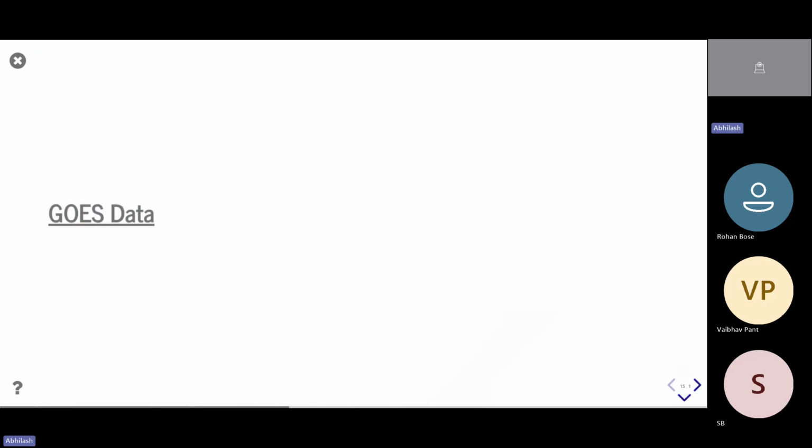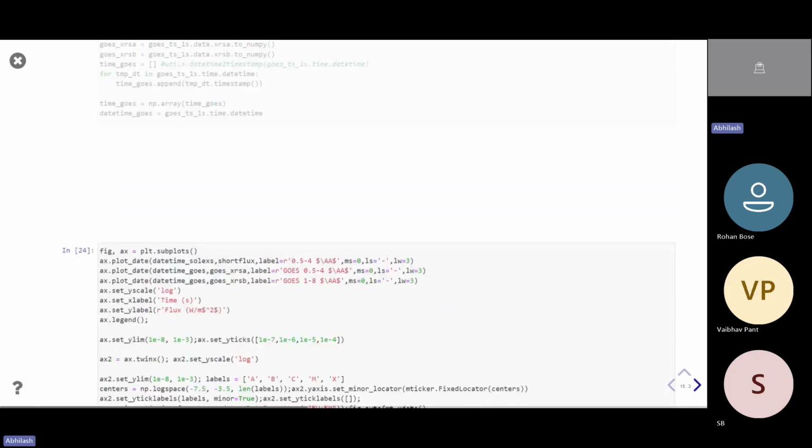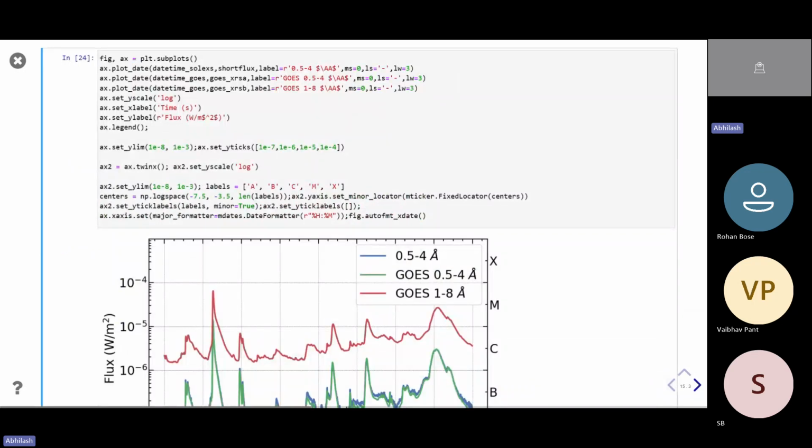Okay. So coming to the answer, why 0.5 to 4 angstrom? It's from the GOES time series, which Manju ma'am talked about. GOES, which has traditionally been used to detect flares in the soft X-rays, has two energy bands, 0.5 to 4 angstrom and 1 to 8 angstrom.